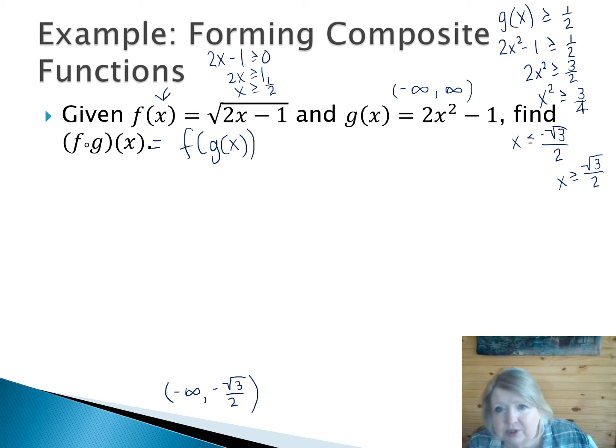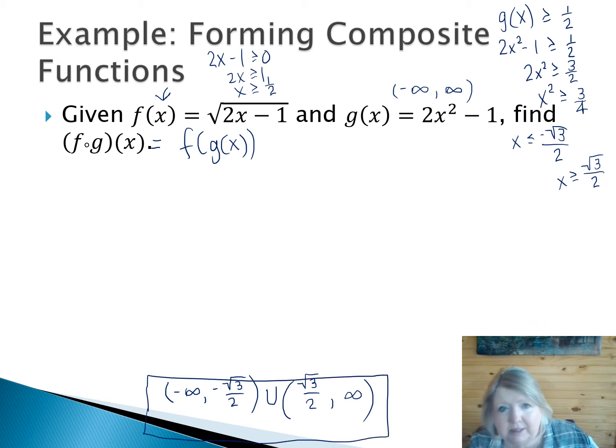That covers the x is less than or equal to. But then I also have, and since you can't be in both at the same time, please use union, not intersection, I also have positive square root of 3 over 2 greater than or equal to, so going out to positive infinity. This is the domain of my composition, okay?